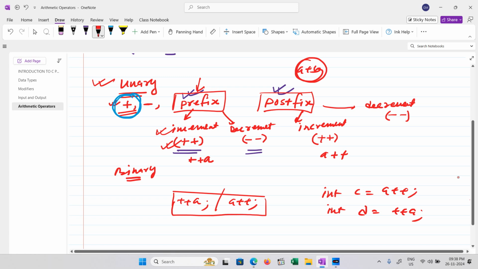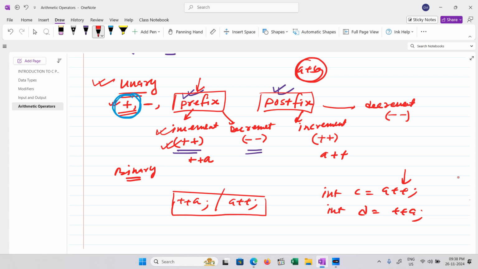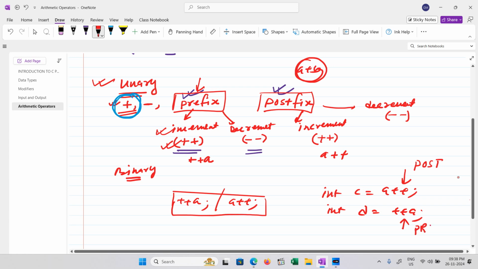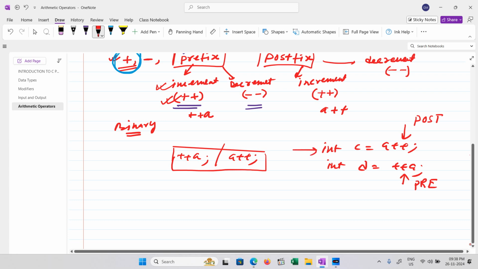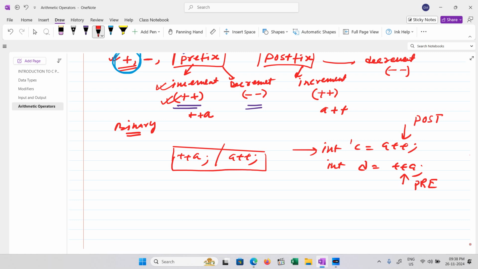Remember, this version we call post, meaning after, and this version we call pre, meaning before. So what will happen here? Let us discuss. Now there are actually two operands. You can see c is one operand and a is one operand. But look carefully, where is c? c is on the left hand side of the assignment operator, and a is on the right hand side of the assignment operator. Okay, so let me write it here.